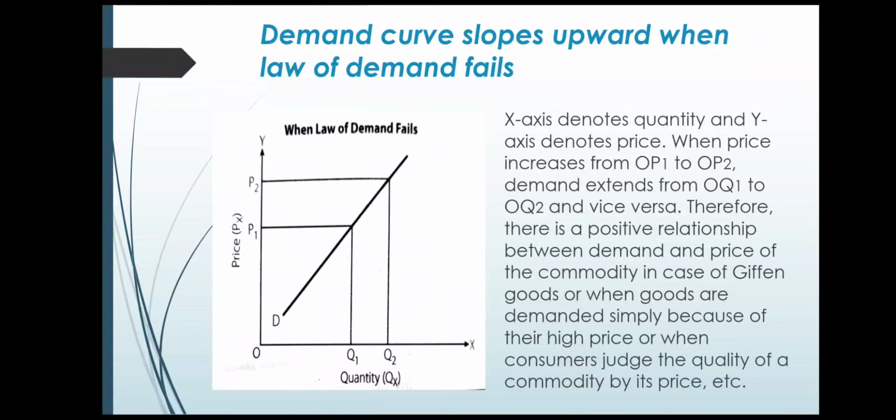Therefore, there is a positive relationship between demand and price of commodity in case of Giffen goods, or when goods are demanded simply because of their high price, or when consumers judge the quality of a commodity by its price, etc. So in this graph we can see that there is a positive relationship between price and quantity demanded. Whenever price increases, quantity demanded also increases.